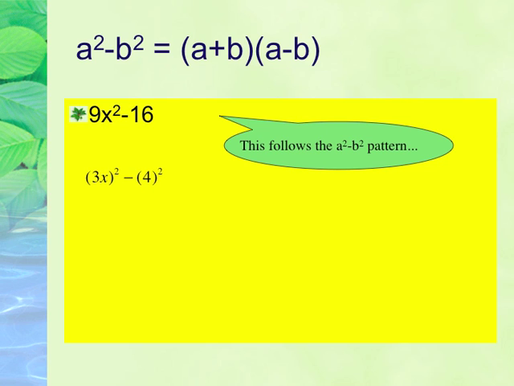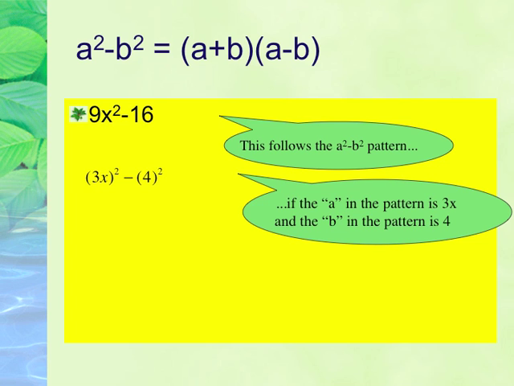So I notice that 9 is a perfect square, so I can rewrite the first term as the quantity 3x squared. And 16 is a perfect square, so I can rewrite 16 as 4 squared. The a in this pattern is 3x, and the b is 4. So I think that maybe this expression factors into 3x plus 4 times 3x minus 4. And I can check that using FOIL.